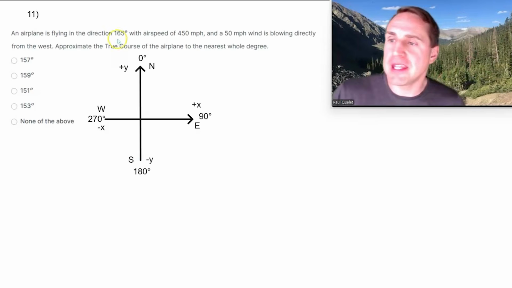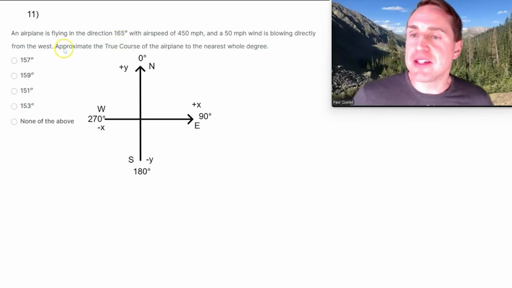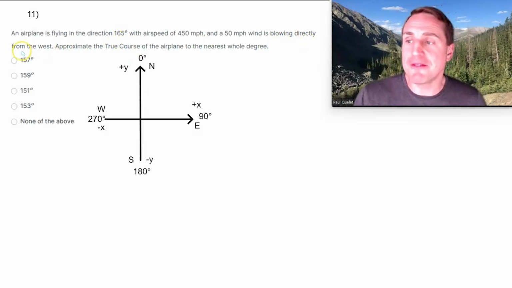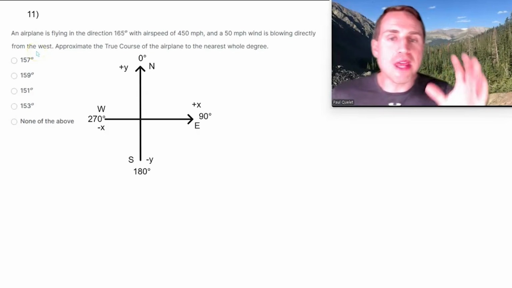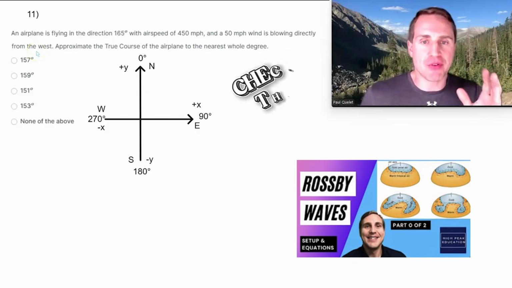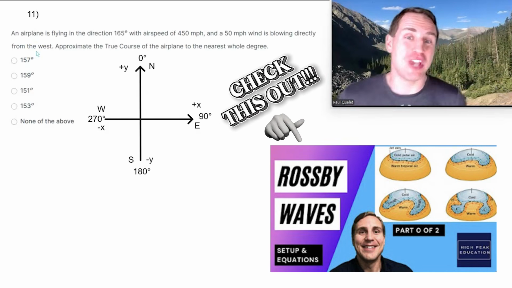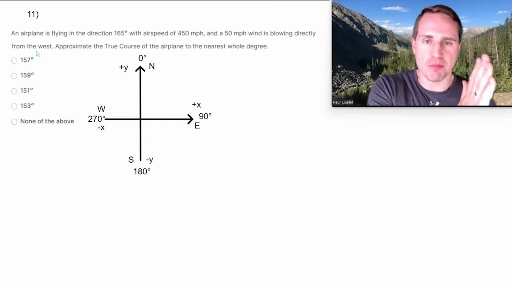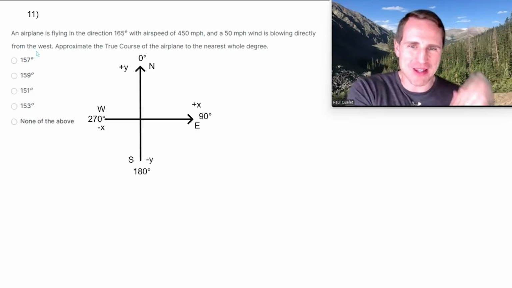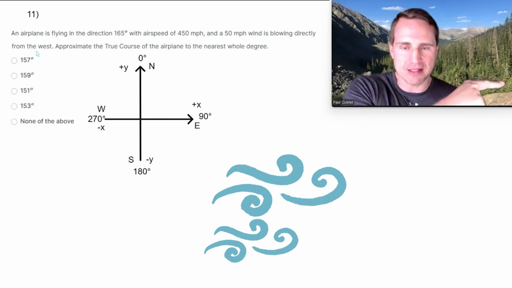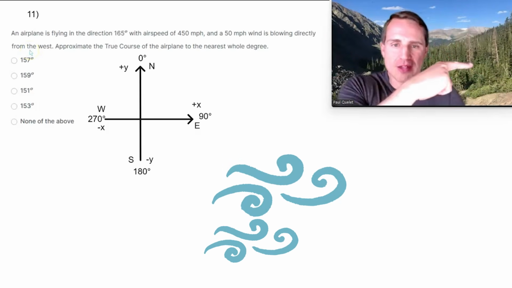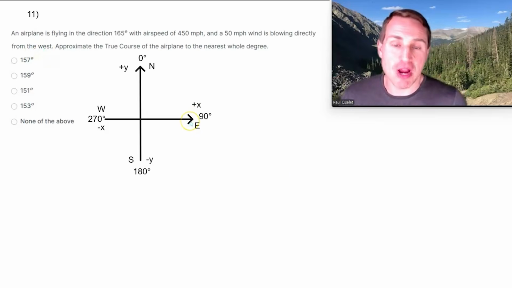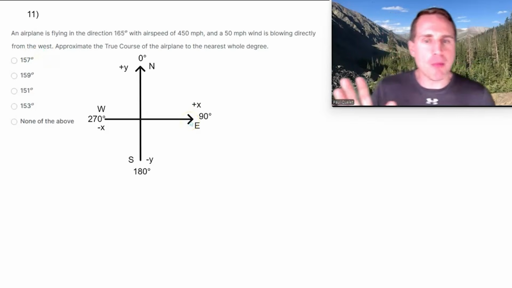Also, given it says the wind is blowing directly from the west, winds in meteorology and atmospheric science, hopefully you've seen this on the channel before, are named in the direction from which they come. So a westerly wind blows from west to east. So it comes from the west towards the east, so it's heading in the direction of 90 degrees. So I hope that all makes sense.